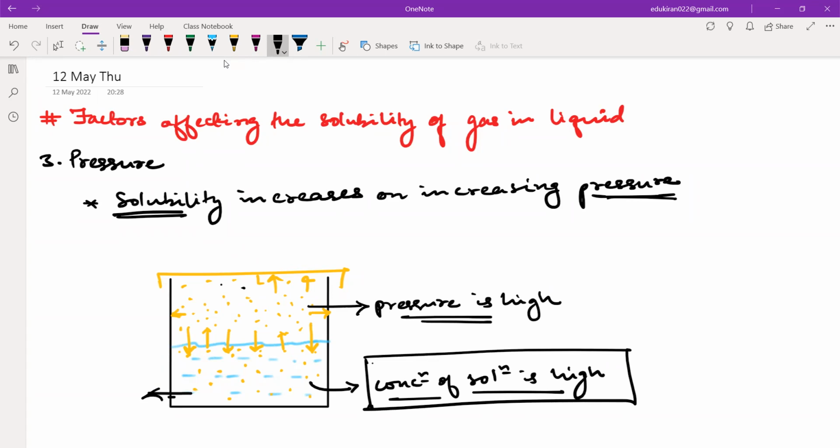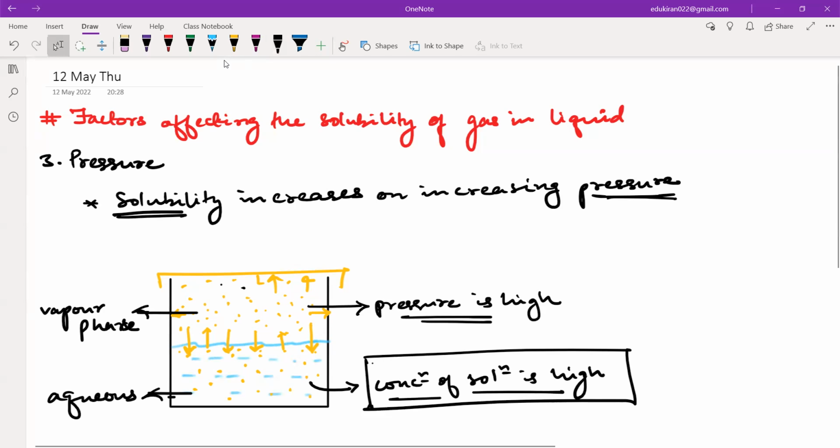So here we have the gas particles in the aqueous phase, and here they are in the vapor phase. So we can say that if in the aqueous phase we have more gas particles, then the pressure exerted in the vapor phase will also be high. Yes or no? Yes, sir. Did you understand this? So the pressure in the vapor phase will also be high.